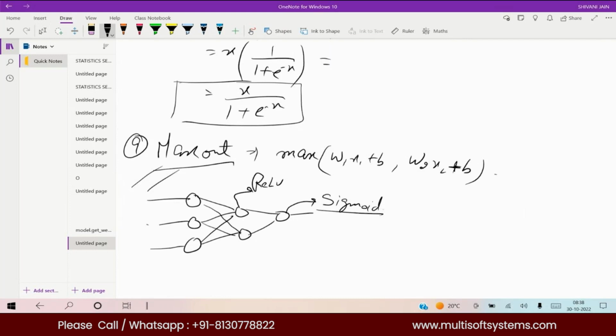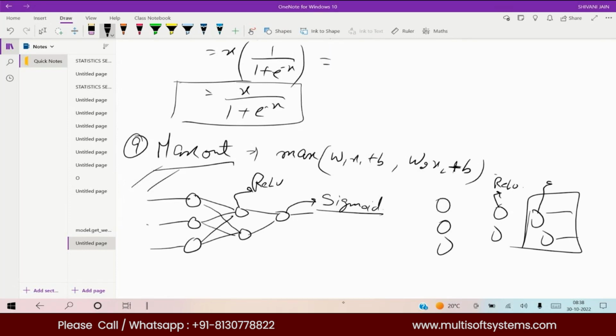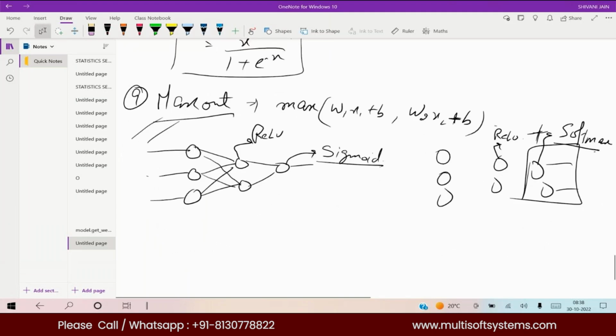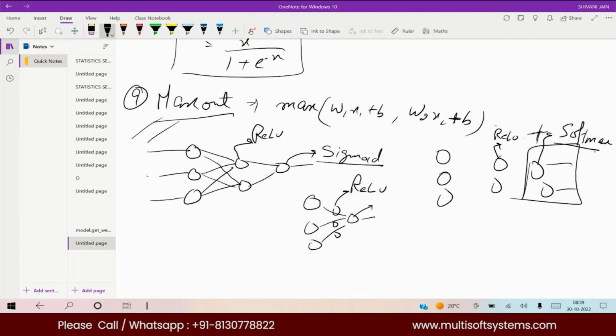But if you have multi-class classification, multi-class in the sense you can have more than 2 outputs, there will be different outputs. In that case, you can use ReLU in the hidden layers and softmax in the output layer. And if you have a regression problem, with continuous values, there you can use the linear activation function. For a linear regression problem, you can use ReLU in the hidden layers and linear activation function in the output layer.